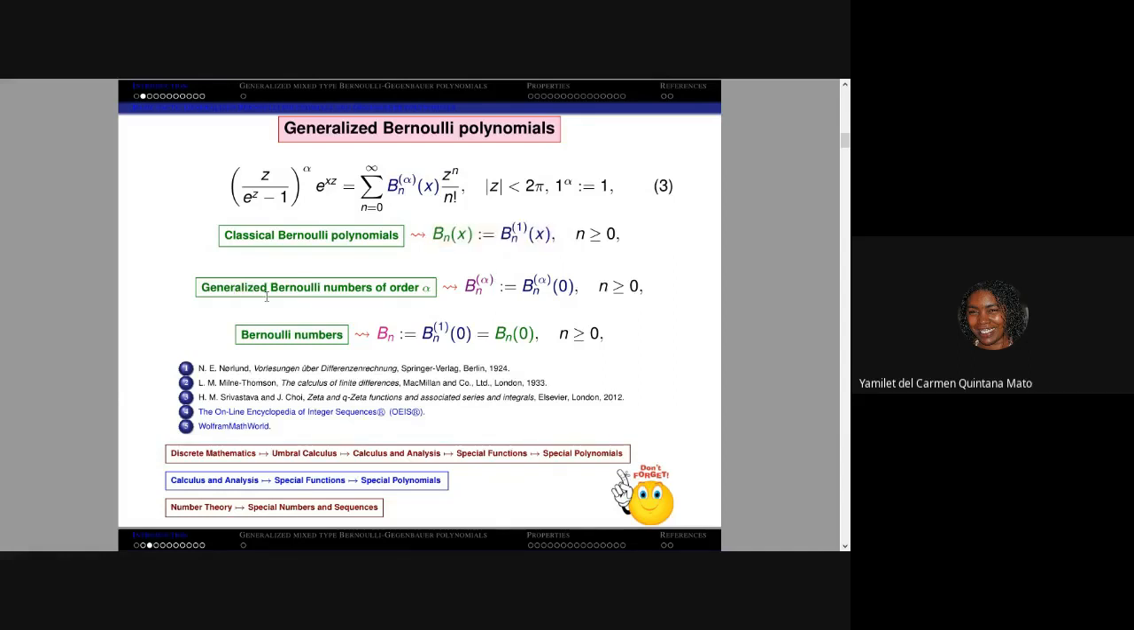The generalized Bernoulli polynomials are also associated with certain numbers. These numbers appear when we take x equal to 0, and are called generalized Bernoulli numbers of order alpha. Again, when we take order equal to 1 and variable equal to 0, we recover the classical Bernoulli numbers.